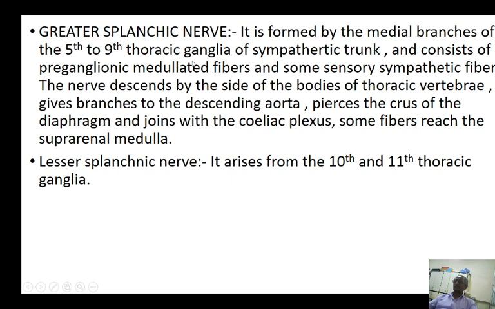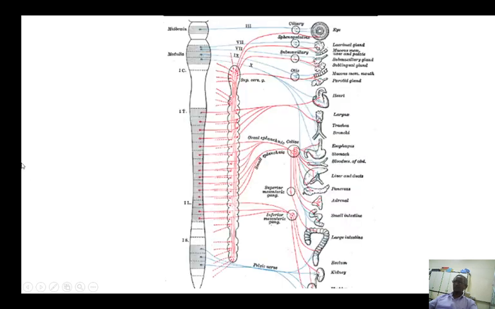So the greater splanchnic is formed by the medial branch of the 5th to 9th thoracic ganglion of the sympathetic trunk and consists of preganglionic medullary fibers and some sensory sympathetic fibers. The nerve descends by the side of the bodies of the thoracic vertebrae, gives branches to the descending aorta, pierces the crus of the diaphragm, and joins with the celiac plexus. Some fibers reach the suprarenal medulla.